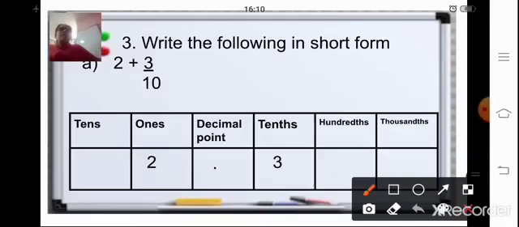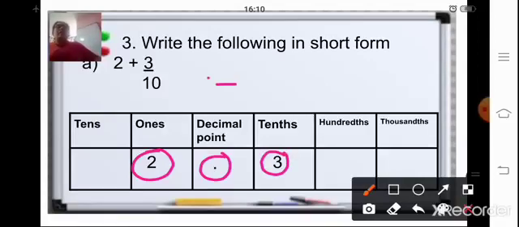Now the first method is using a place value chart. 2 is in 1's place, so we will write the number 2 in the ones part. Now 3 upon 10 is a decimal part, so before the decimal part, we will put a decimal point. And 3 upon 10, 3 is in 10th place, so you will write the number 3 in 10th place. So while writing the final answer, you will get it as 2.3.